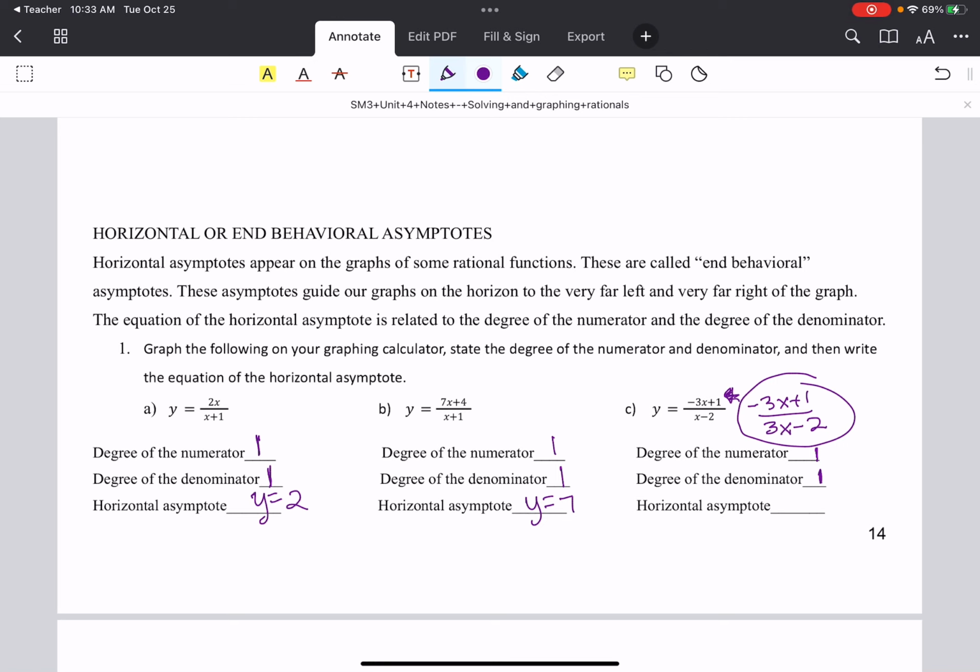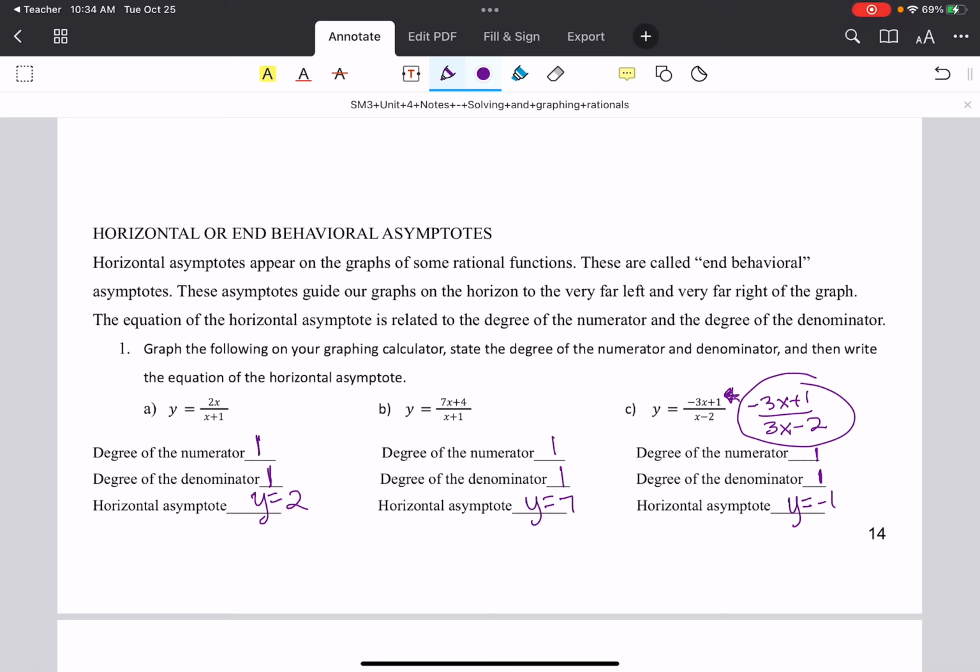Now that you've graphed it, what did you find? What was the horizontal asymptote of that one? Negative 1. What's the equation? Y equals negative 1. You're going to remember your horizontal asymptote has to be in the form y equals. Good job.